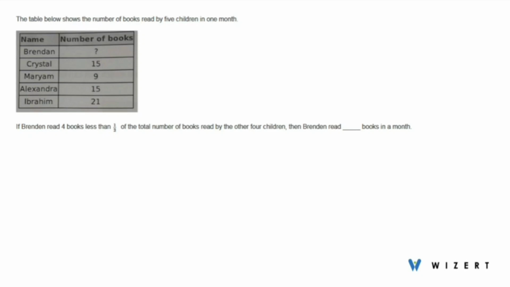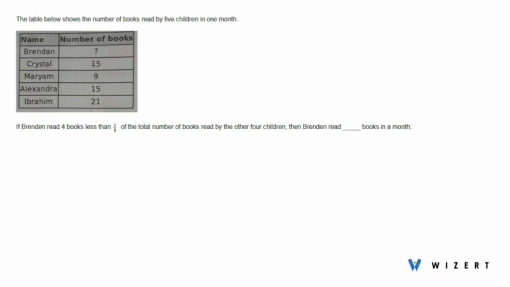We have this question here. The table below shows the number of books read by 5 children in 1 month. If Brendan read 4 books less than one third of the total number of books read by the other 4 children, then Brendan read dash books in a month.